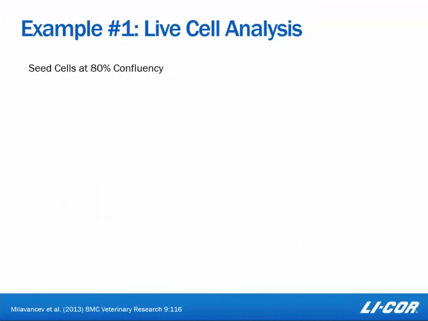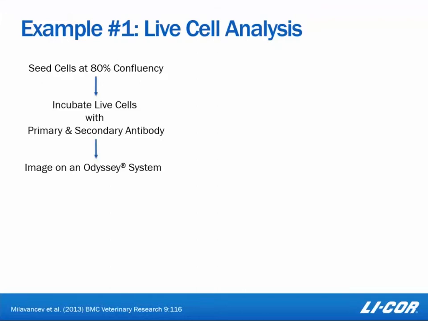For the In-Cell Western Assay, they seeded their cells of interest and then incubated whole live cells with a primary antibody directed against their protein of interest. They then incubated those cells with a secondary antibody to visualize their target on an Odyssey system. From here, they then stained their cells with Hoechst, allowing for normalization to DNA from well to well.